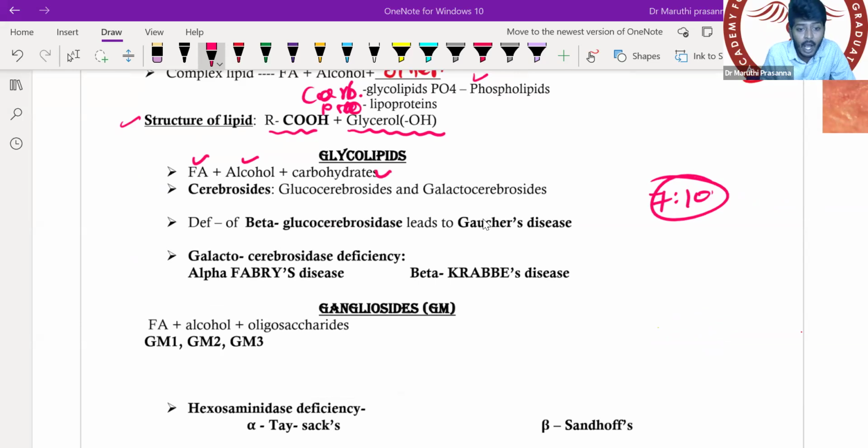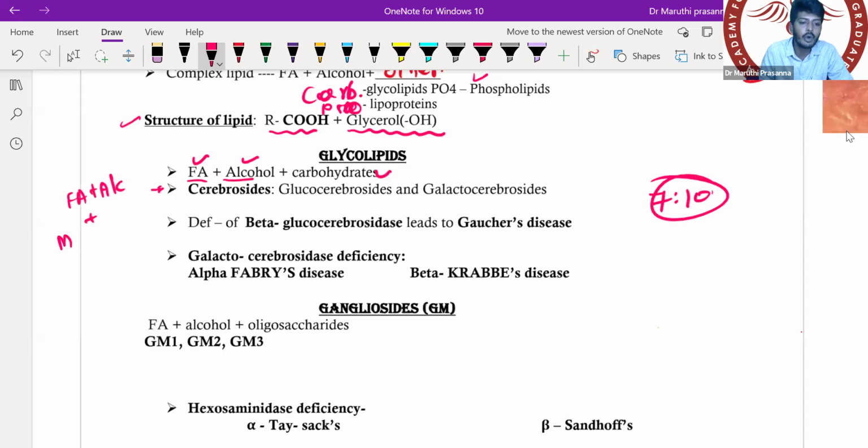Means fatty acid, alcohol, along with that we can have a monosaccharide possible, we can have an oligosaccharide possible, we can have a polysaccharide possible, right? So based on which type of carbohydrate is there, these glycolipids are further classified into something called cerebrosides. Cerebrosides, my dear students, are a combination of fatty acid and alcohol. Fatty acid and alcohol is a lipid.